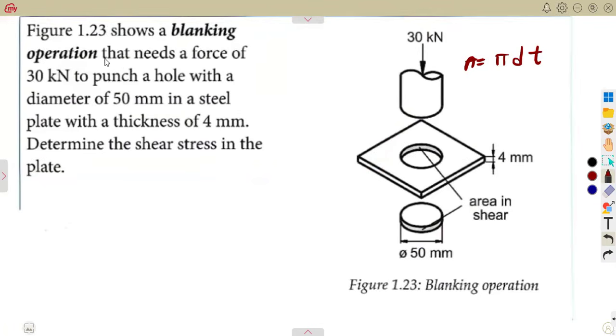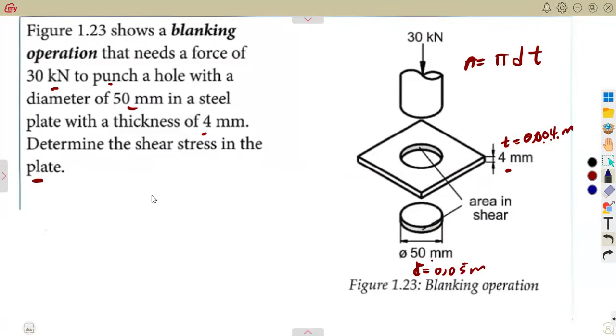So we are given: Fig 1.23 shows a blanking operation that needs a force of 30 kilonewton to punch a hole with a diameter of 50 millimeters in steel with a thickness of 4 millimeters. We are given the thickness, which in meters will be divided by 1,000: 0.004. 1, 2, 3. That will be 0.004, our thickness. The diameter is given from this part, our diameter 50 millimeters divided by 1,000, 0.05 meters. Determine the shear stress in the plate.